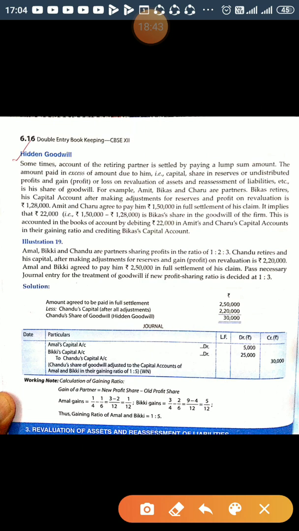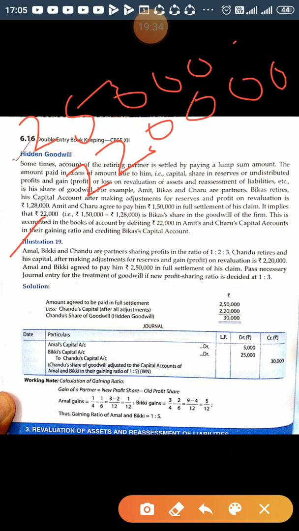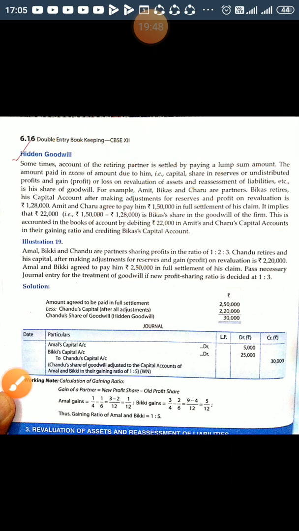Right? So you can understand by this question. Amal, Vicky and Chandu are partners sharing profit in the ratio of 1:2:3. Chandu retires and his capital, after making adjustment for reserves and gain on revaluation, is 2,20,000. This is the amount they have calculated on the basis of his capital plus share in reserves and surplus and share of revaluation of assets and liabilities. But Amal and Vicky agreed to pay 2,50,000. So the extra amount of 30,000 he is getting is his share of goodwill. This is hidden goodwill. So you will pass the journal entry.